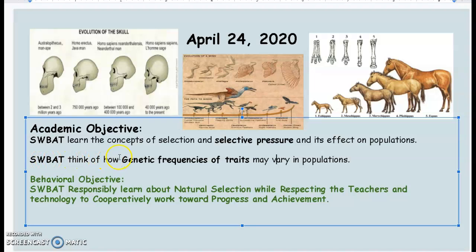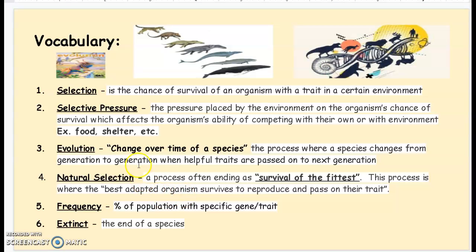Students will be able to think of how genetic frequencies of traits can vary in populations. So remember, frequency is the percentage of a population with a trait. Over time, some traits will become more useful than others, and so the percentage of organisms with this trait can be influenced. The behavioral objective stays the same as stated by Ms. Butler. And so the vocabulary for today.